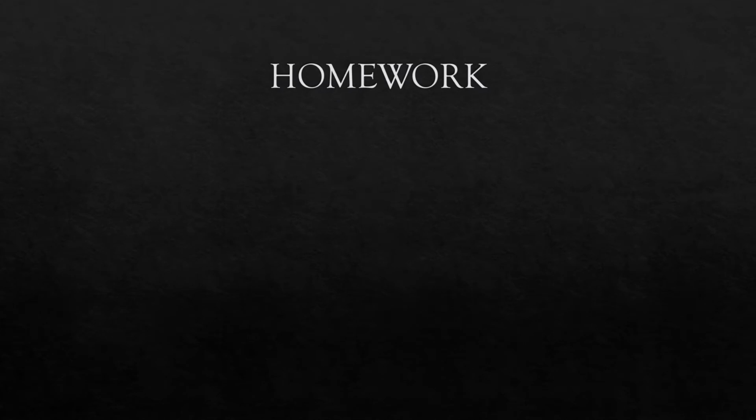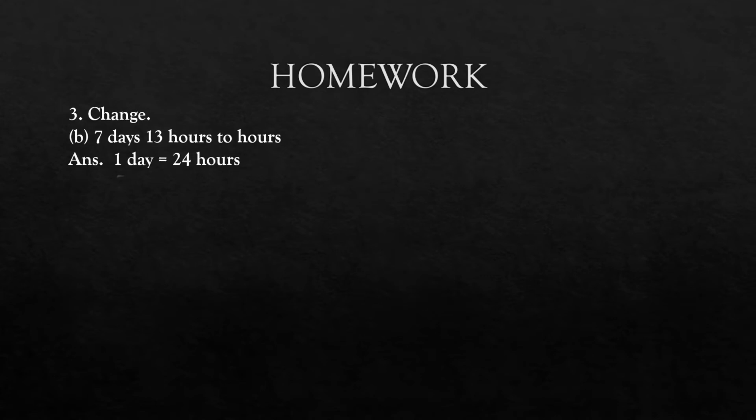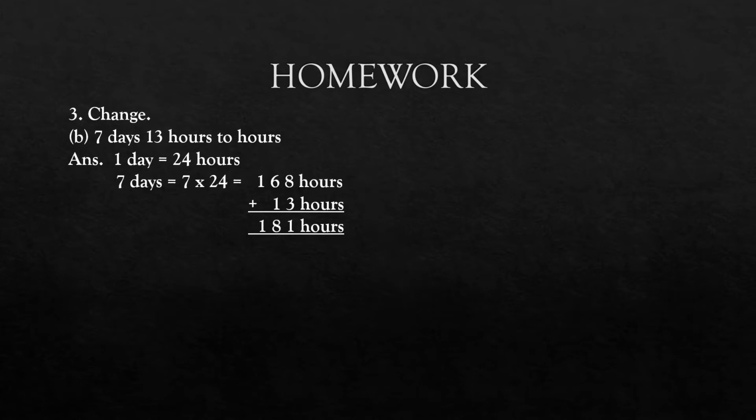Now check out your homework. Third question, part B: change 7 days 13 hours. This you have to change into hours. As you know, the unit of days is bigger than hours. One day has 24 hours. So 7 days will be 7 multiplied by 24, and when you multiply, you will get 168 hours. And 13 hours is already in hours, so you will add it, and your total answer will be 181 hours.